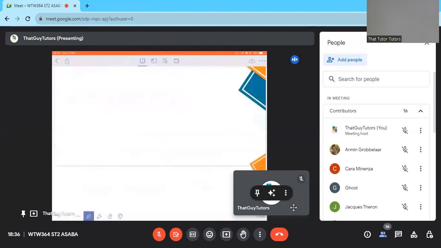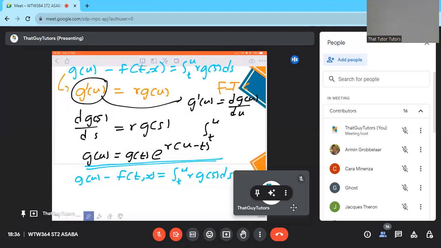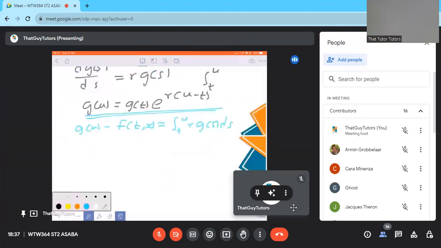And then from here on, you are going to substitute this back into the equation. So you remember that the equation was g of u minus f t of x is going to be equal to the integral from t to u of r g of s ds. Now you are just going to substitute that value, the g of u, back into the equation. So what you would get is g of t e^{r(u−t)} minus f of t of x.